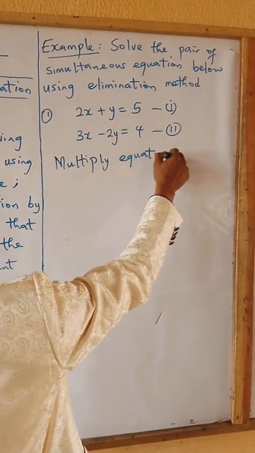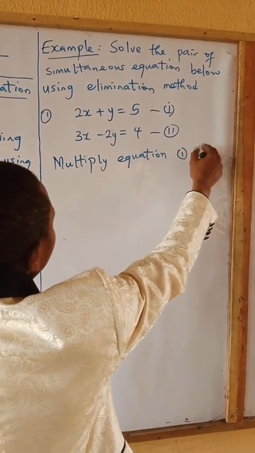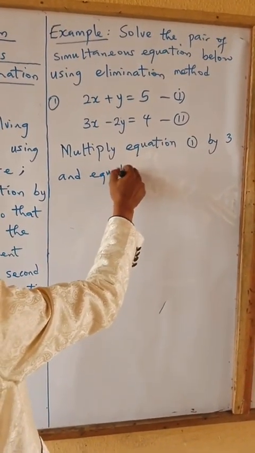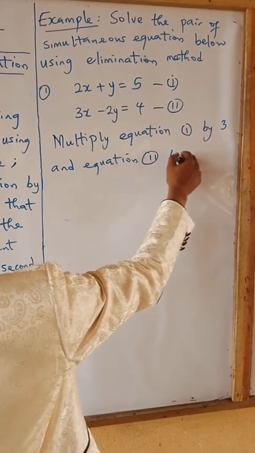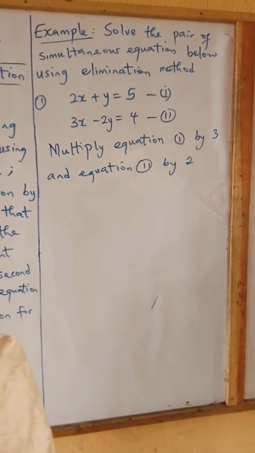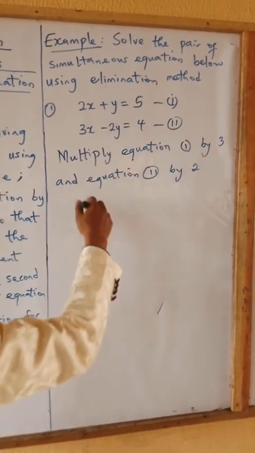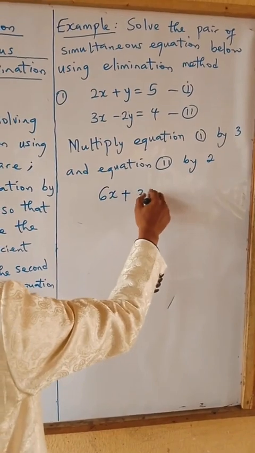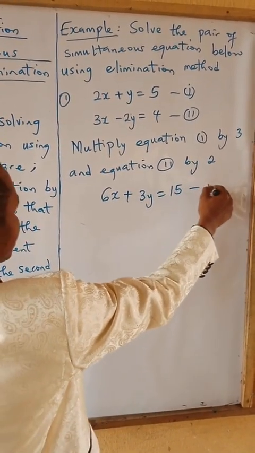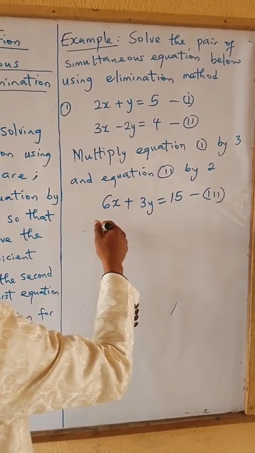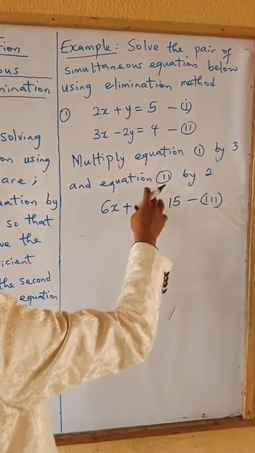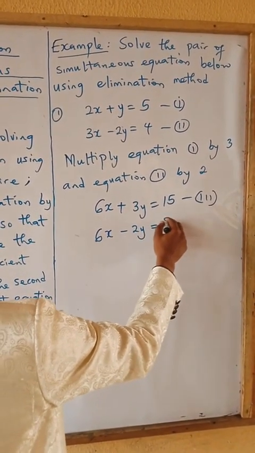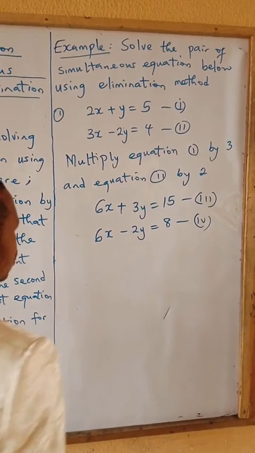So if we do it that way, we are going to multiply equation 1 by 3 and equation 2 by 2. We are multiplying so that the coefficient of x here will be equivalent. So by the time we multiply equation 1 by 3, we are going to have 6x plus 3y equals 15. This will become equation 3. Then by the time we multiply equation 2 by 2, we are going to have 6x minus 2y equals 8, which will give us equation 4.